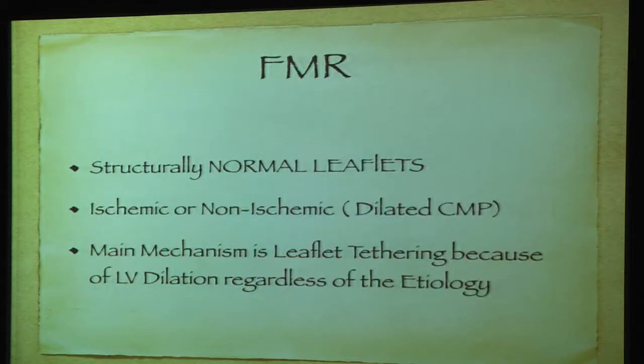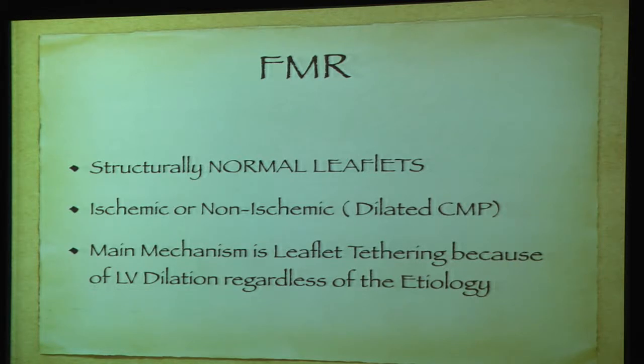Functional MR. Functional MR is a unique etiology, and there are separate criteria for that if you go look for it. These patients usually have structurally normal leaflets. The main mechanism of MR is that you have an LV that dilates, and that dilation pulls on the papillary muscles, which pulls on the chordae, and that causes tethering of the leaflets, and that's what causes the MR.